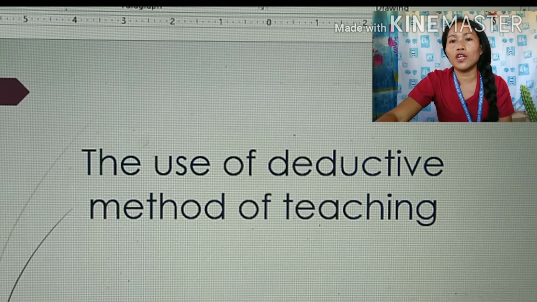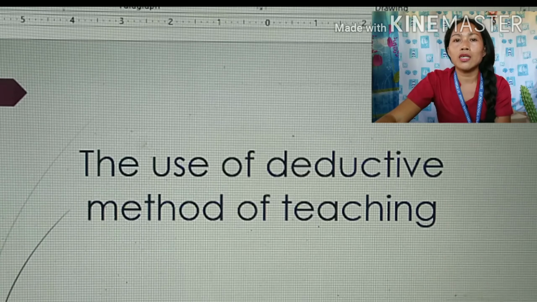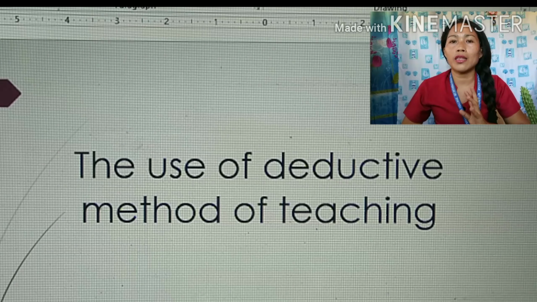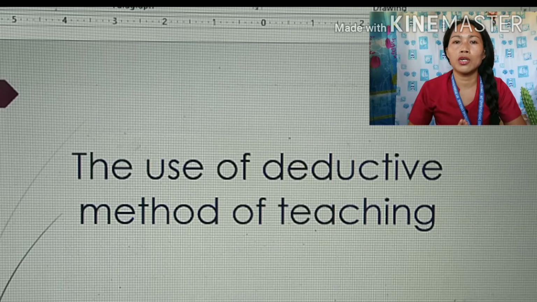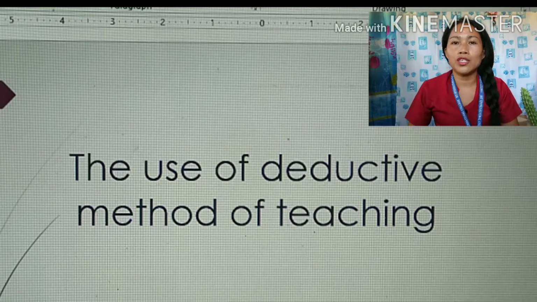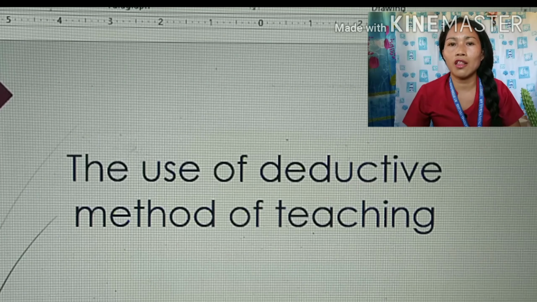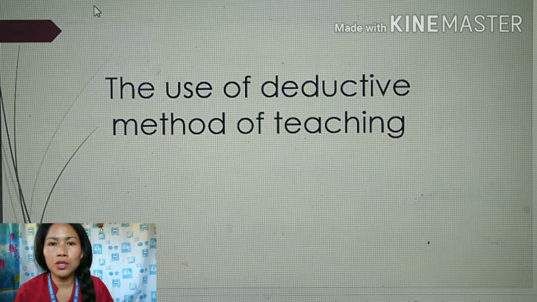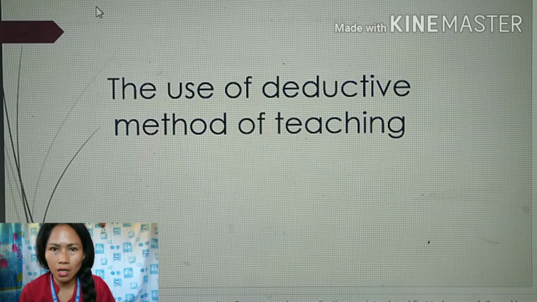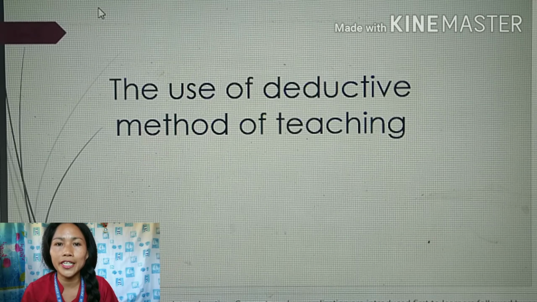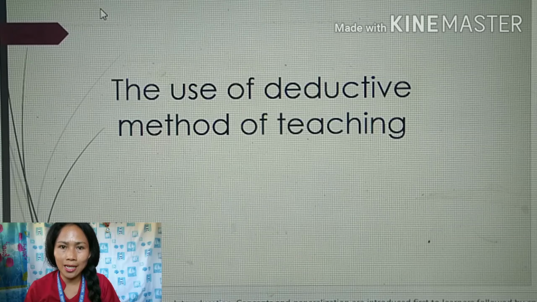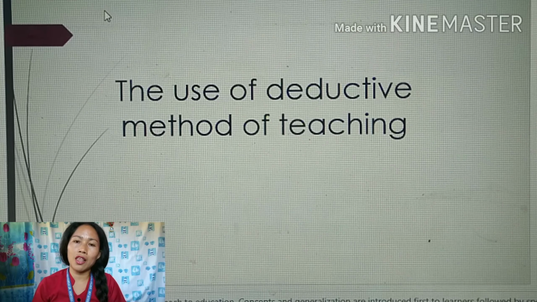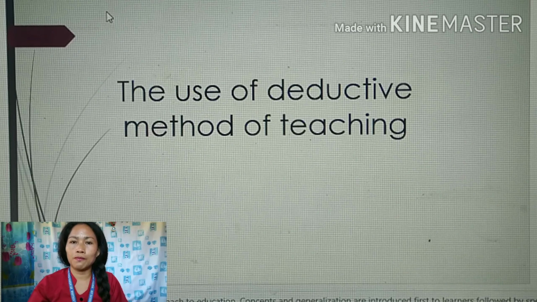Next one, the use of the deductive method of teaching starts by giving learners rules. It is a more instructor-centered approach to education. Concepts and generalizations are introduced to learners, followed by specific examples and activities to support learning. Lessons are generally conducted in lecture form with minimal dialogue between educators and their learners.